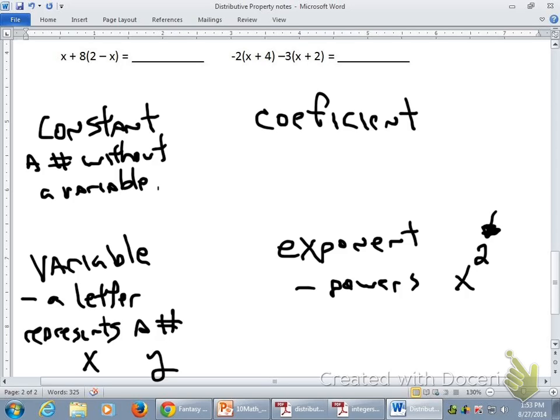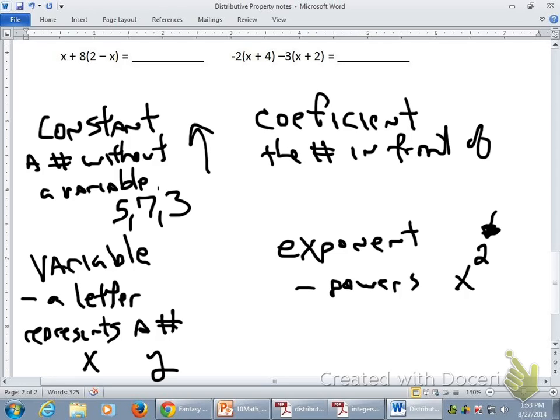Variables change from problem to problem, don't they? X on problem number 1 might be different on problem number 2. But a constant stays the same. The number 5 will always be the number 5, so it stays the same, and that's why they're called constants. A coefficient is the number in front of a variable. All variables have coefficients. No constant has a variable. All variables have a coefficient in front of it. But no constant, or I should say all constants, have no variables. Say it that way instead.